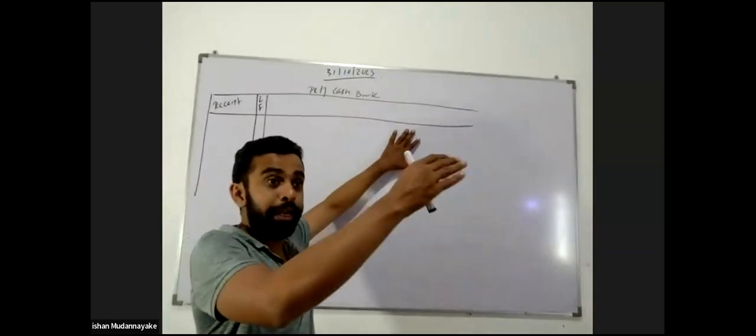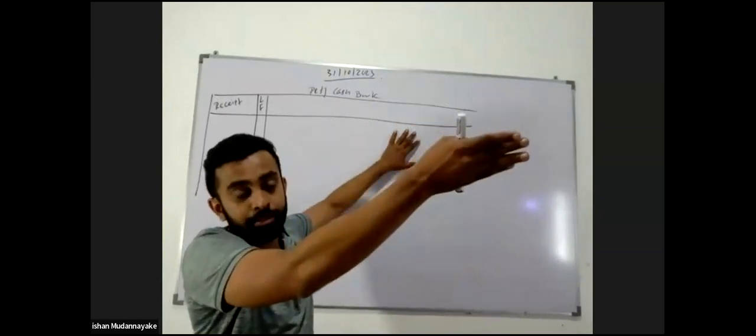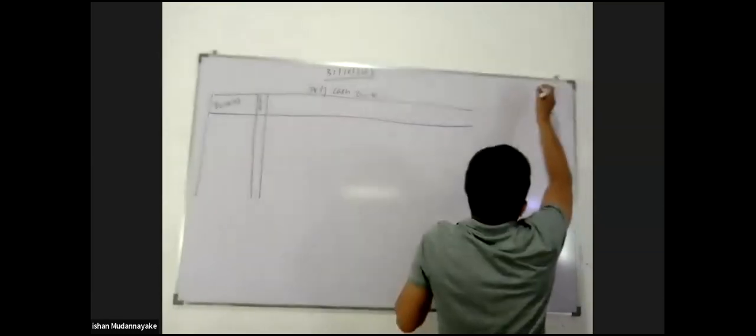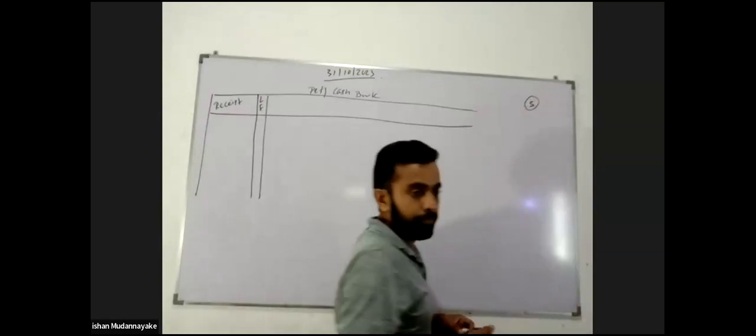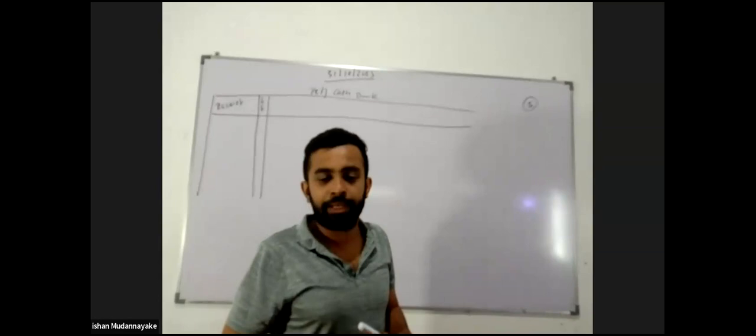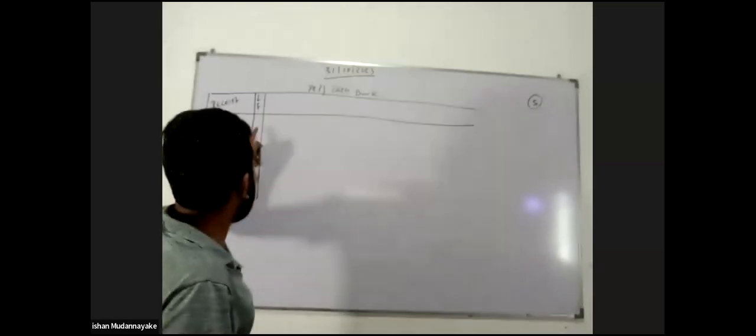Then the main cashier paid 10,000 to the petty cashier. Let's say the main cash book of the business organization is available in the ledger, on page number 5. That page number 5 you need to record in the LF column. In the LF column, you record the page number of the opposite account.